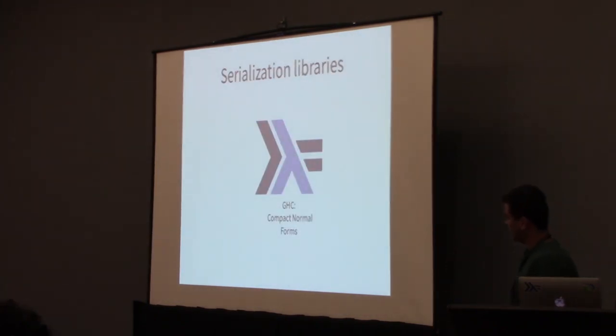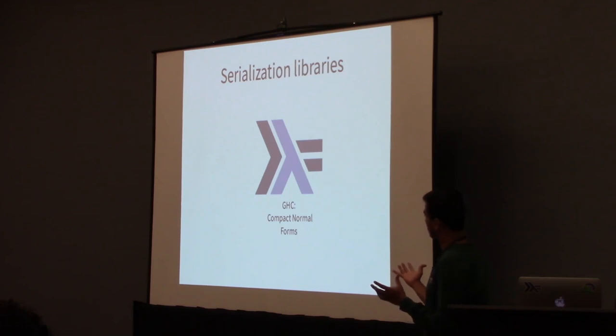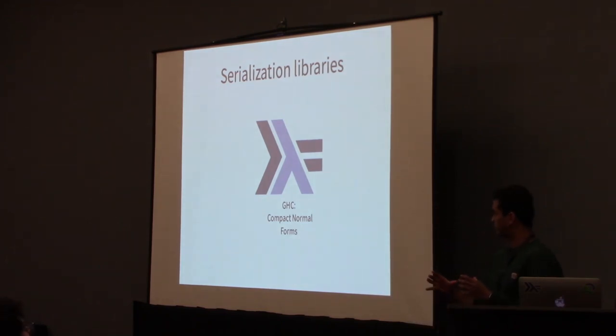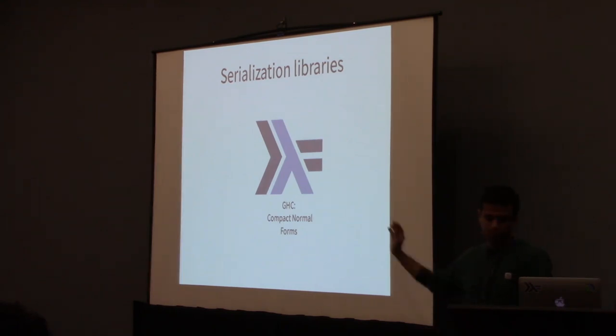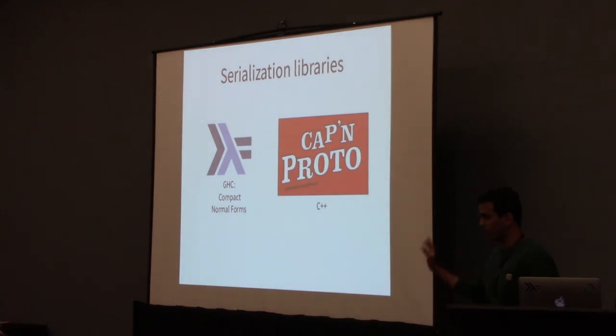So there are libraries which allow you to do this. GHC 8.2 introduced something called compact normal forms, in which you can mark a data type as being compact. And the compiler ensures that every value of that particular type is in one compact region, and it's not garbage collected, and you can just send that over the network or store that on disk. Cap'n Proto is another project which goes a bit further in this direction. So in Cap'n Proto, you can serialize your JSON data to their format, which they call protos, and you can directly write programs which use that representation.